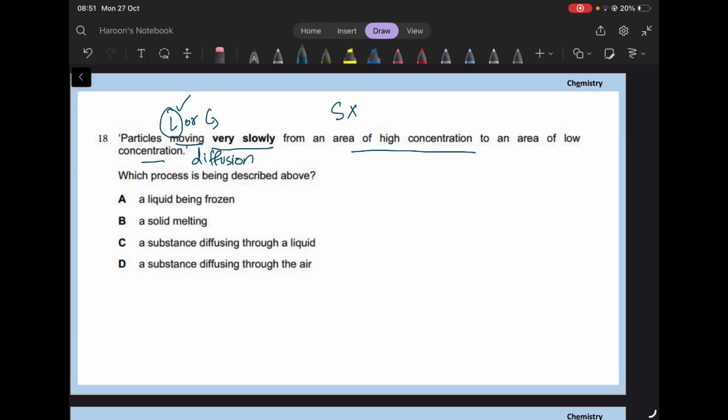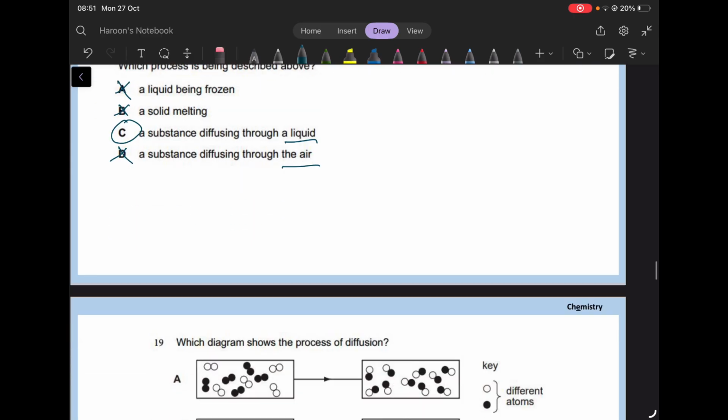So let's have a look. A is a change in state, freezing. B is a change in state, nothing to do with diffusion. C: a substance is diffusing, yes, through a liquid. Why? Because of slower movement. If it was faster movement, in that case, it could have been air as well. But very slowly means it is definitely not air or gas, it is liquid. C has to be the answer.